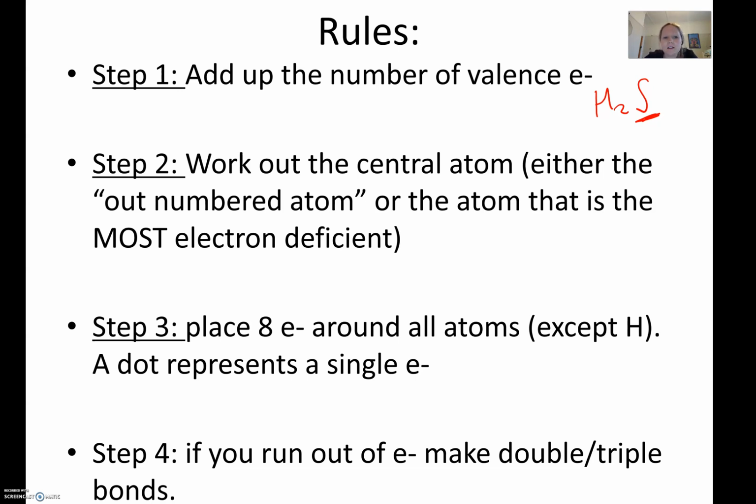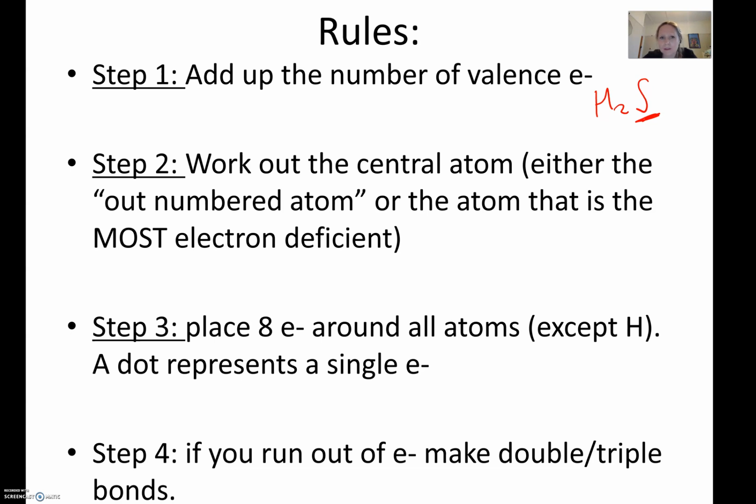And so the second way is by saying the most electron deficient. And deficient means doesn't have enough. So hydrogen has 1 electron, needs 1 to be stable, to get to 2. Sulfur has 6 electrons and it needs 2. So because it needs 2, it's the most electron deficient. So we can further confirm sulfur is our central atom. The next step is to place 8 electrons around the central atom. And the last step is to make double bonds or multiple bonds if you run out of electrons.